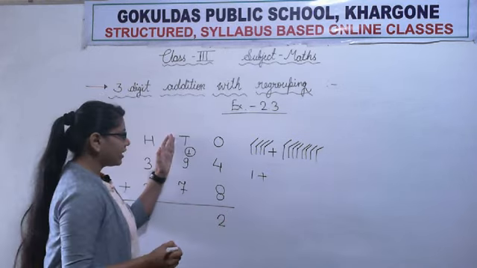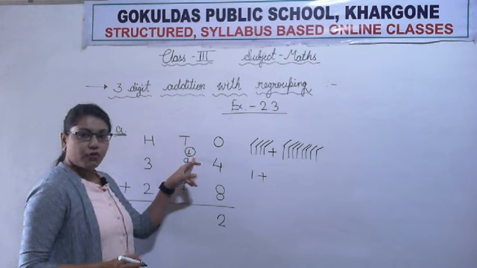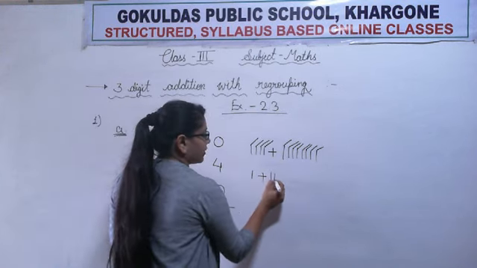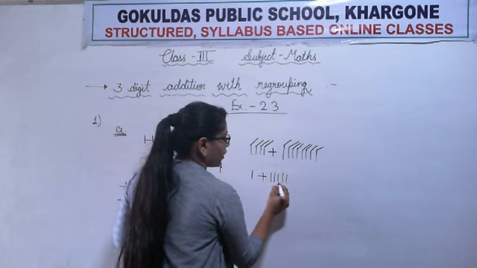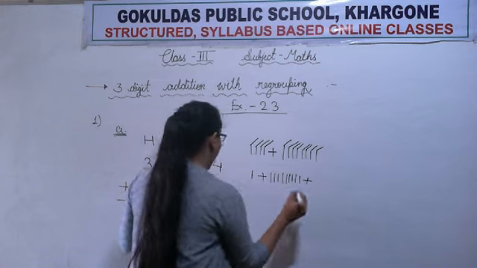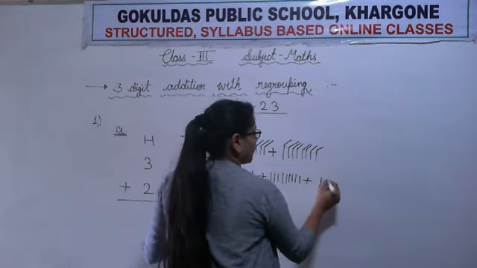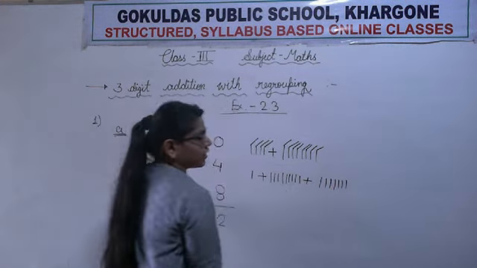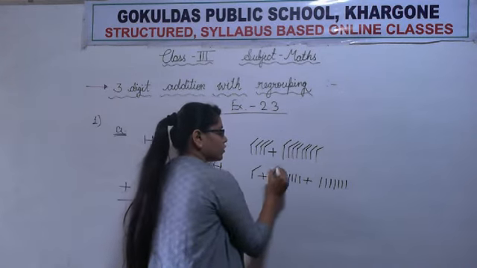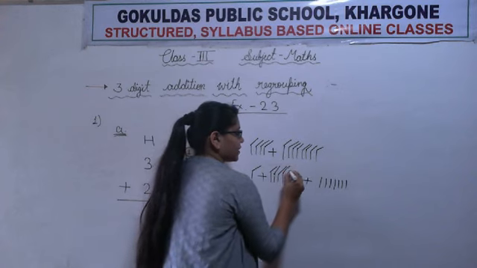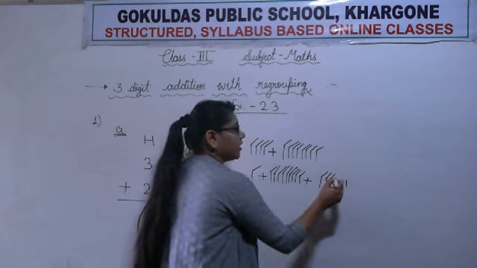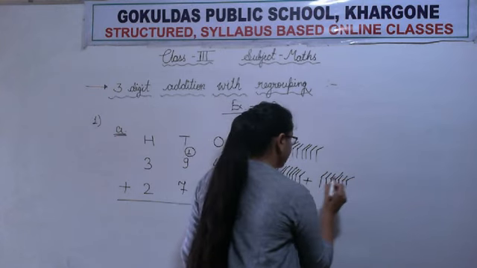Now it's turn for the tens column. 1 is in the form of carry, so we will draw 1 stick for that. Now the next number is 9, so we will draw 9 sticks. 6, 7, 8 and 9, and the next number is 7, so we will draw 7 sticks for it. Now let's count how many sticks are there. 1, 2, 3, 4, 5, 6, 7, 8, 9, 10, 11, 12, 13, 14, 15, 16 and 17.